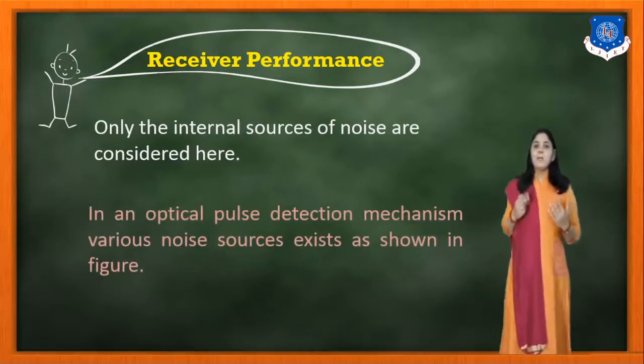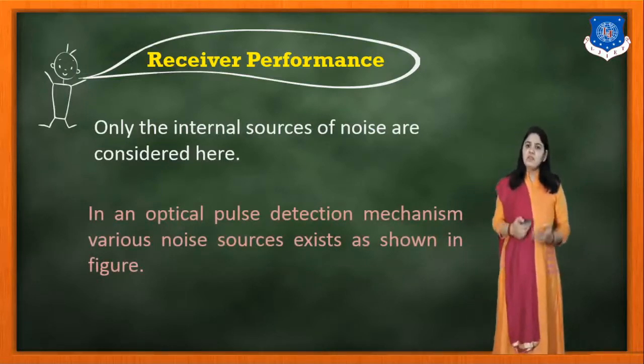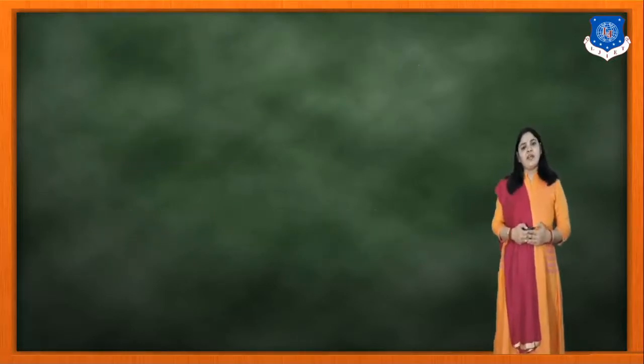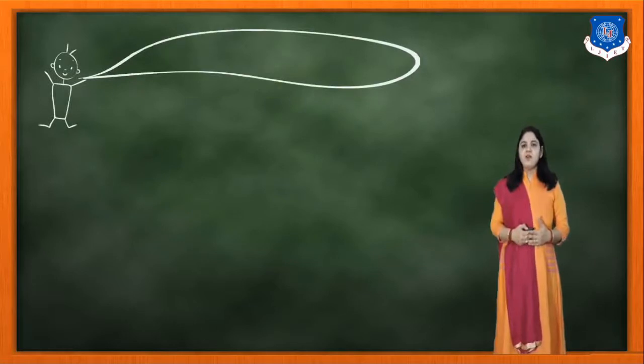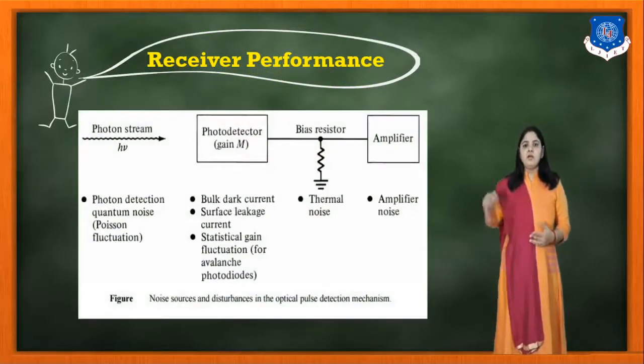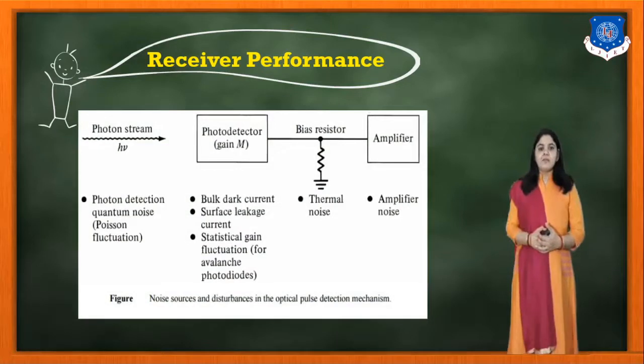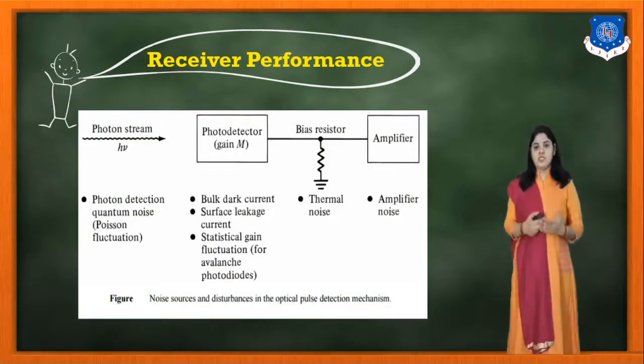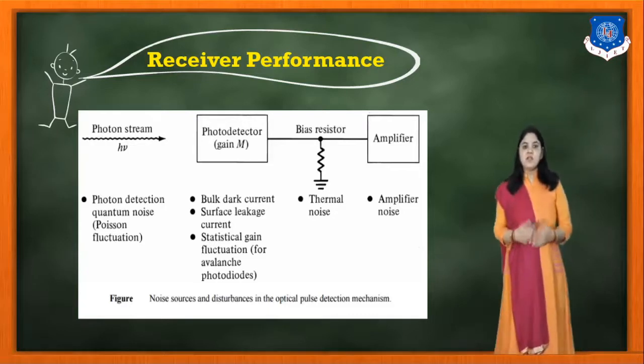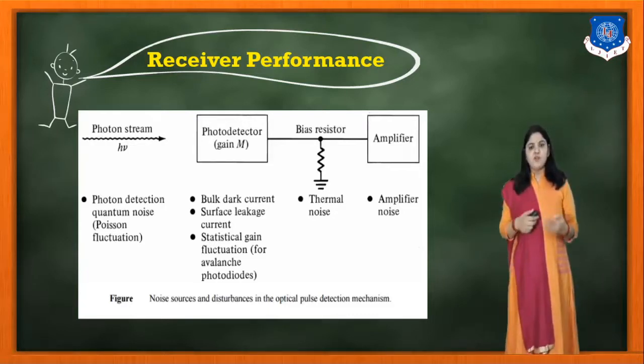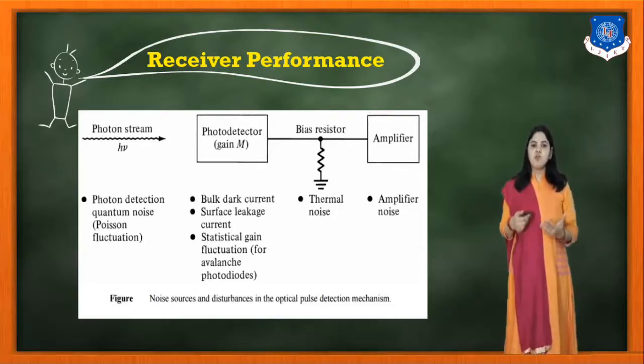In an optical pulse detection mechanism, various noises exist, which can be seen in the given figure. Here you can see the block diagram. There is the photon stream, the energy generated by the particular light source, which is defined as hν. Then the photon detection, quantum noise and the Poisson fluctuations can also be considered here. It is given to the photodetector.